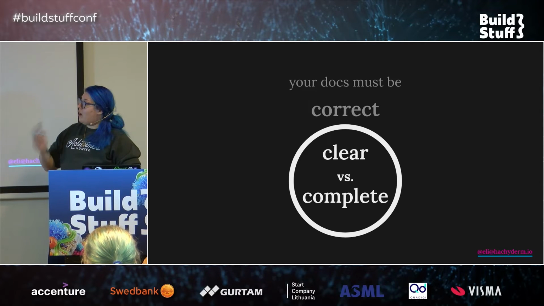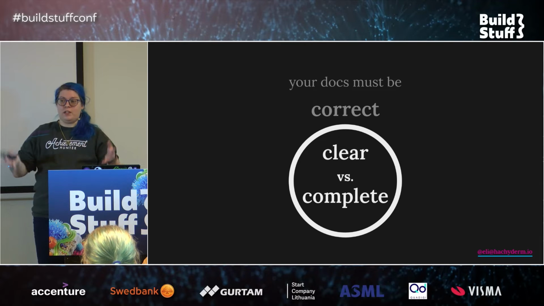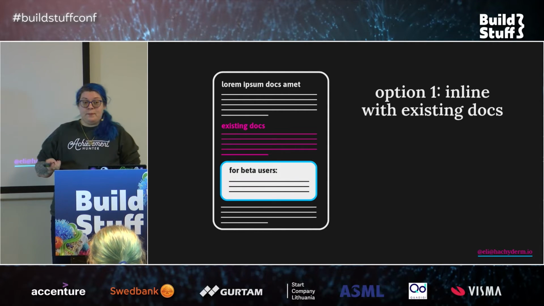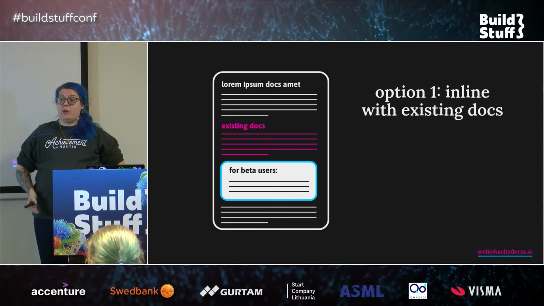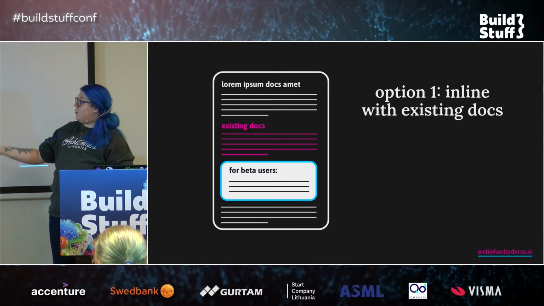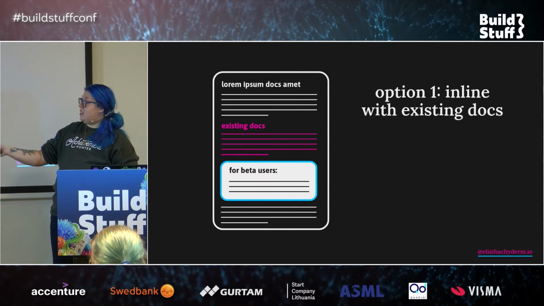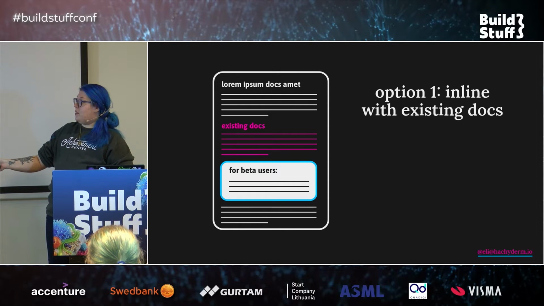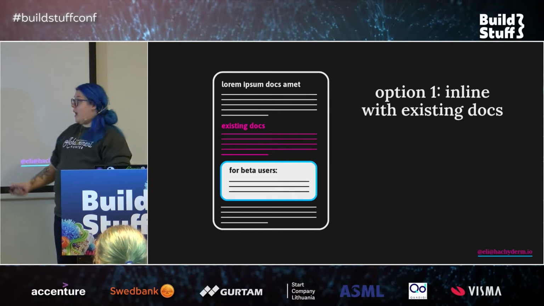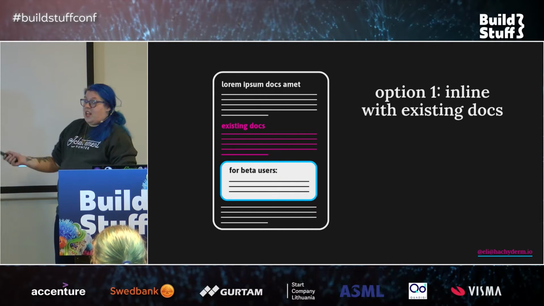So, how do we solve this? How do we find ways around, like, navigate that tension? So this is the first option that I've seen. You simply go, okay, wherever there's a feature that has 2 versions, you put 2 versions of docs right next to each other. And you say, this is the existing documentation, this is for the beta users, you link to information about the public beta, and you say, okay, this is how things are.